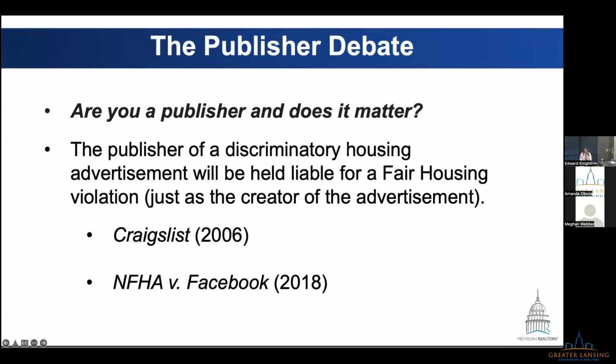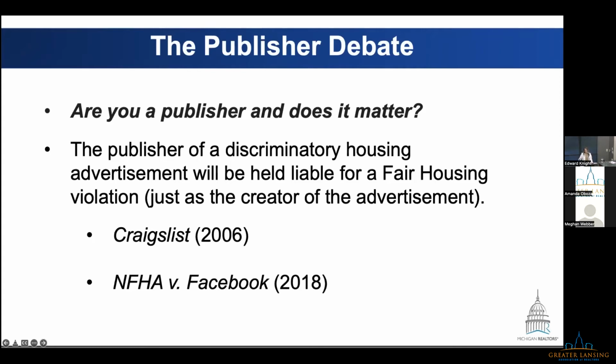you are going to be held liable for violating fair housing law. The publisher of the advertisement is just as liable as the actual creator of the advertisement. And the whole reason behind this idea of publisher's liability is that the publisher has the ability to exercise editorial control over the contents of their publications. They have the final say in what the public sees. So it makes sense that we would hold the publisher liable for what they're putting out into the world.